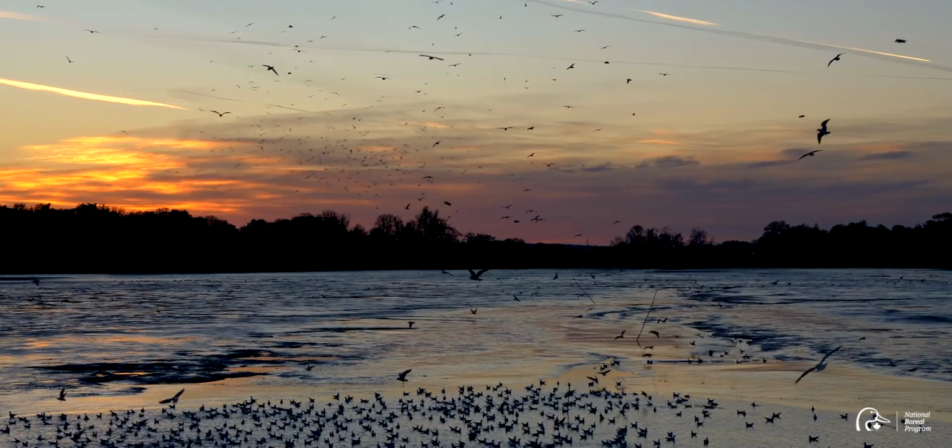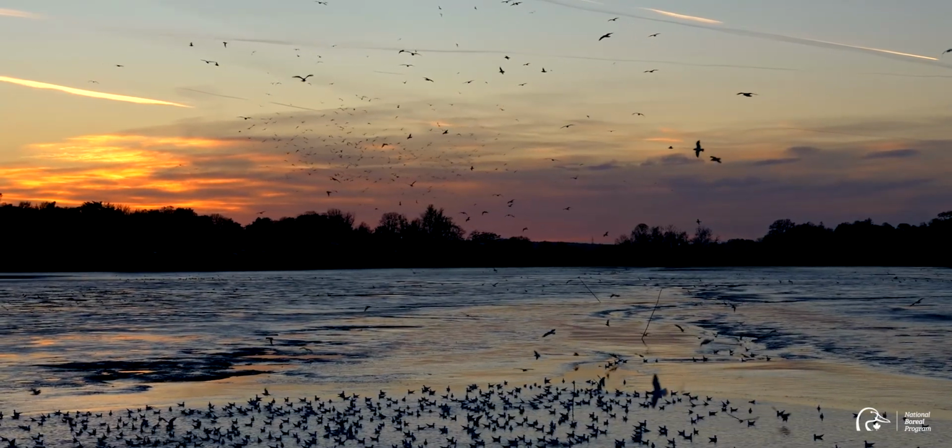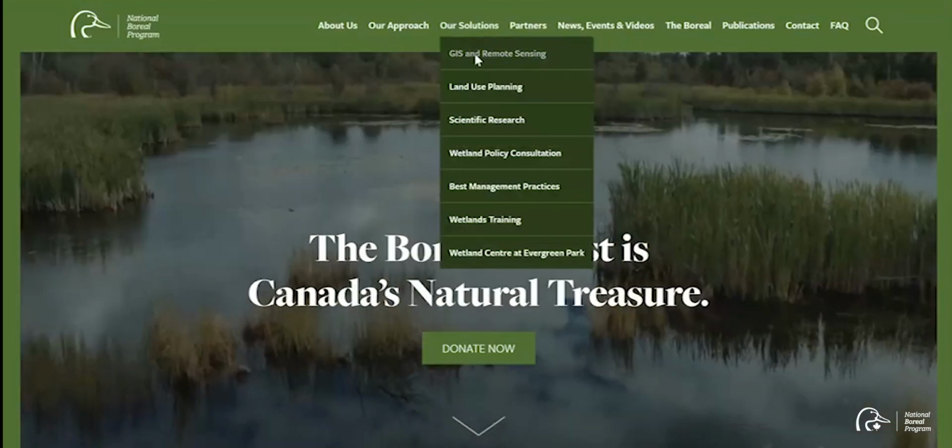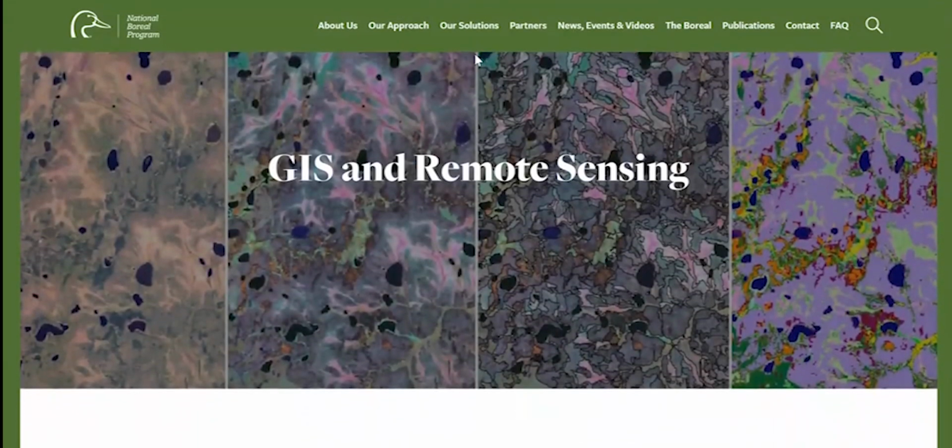Ducks Unlimited Canada's wetland maps are unique in forming the basis of other spatial tools for mapping. These resources are available on our website along with more information about our wetland inventories and applications.